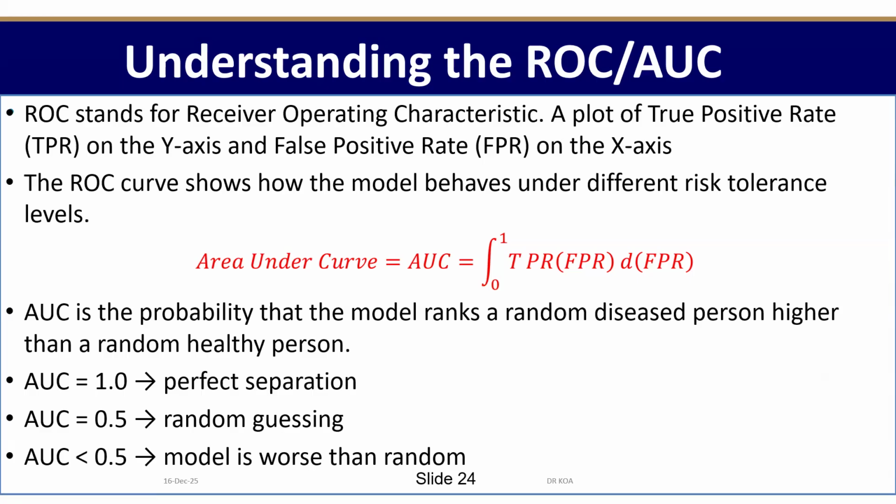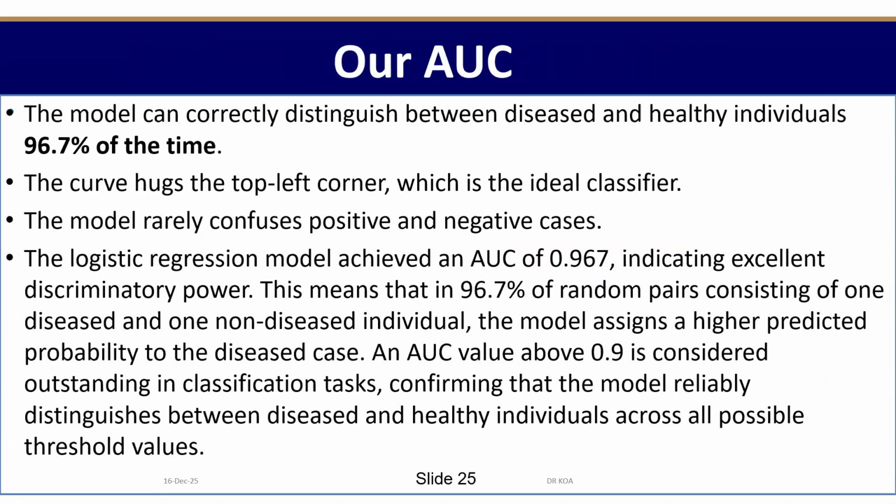So you want the AUC value to always be closer to 1. It's just like the R square being closer to 1. Okay, so ours was what? It was closer to 1. It was almost 97%. So in our case, we can say that our model can correctly distinguish between disease and healthy people 97% of the time.